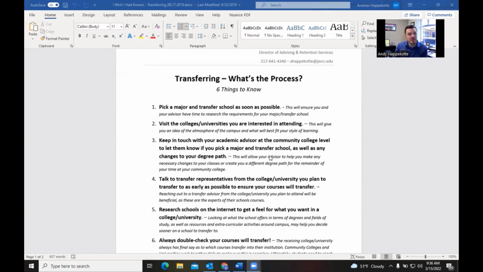Third point here, keep in touch with an academic advisor. If you're doing concurrent enrollment courses with us, you'll have our concurrent enrollment coordinator, Brittany, but you also have access to all of the academic advisors, just like any degree seeking student would. So again, even if your intent is not necessarily to go to John Wood, we can still help you the same as we help any other student.